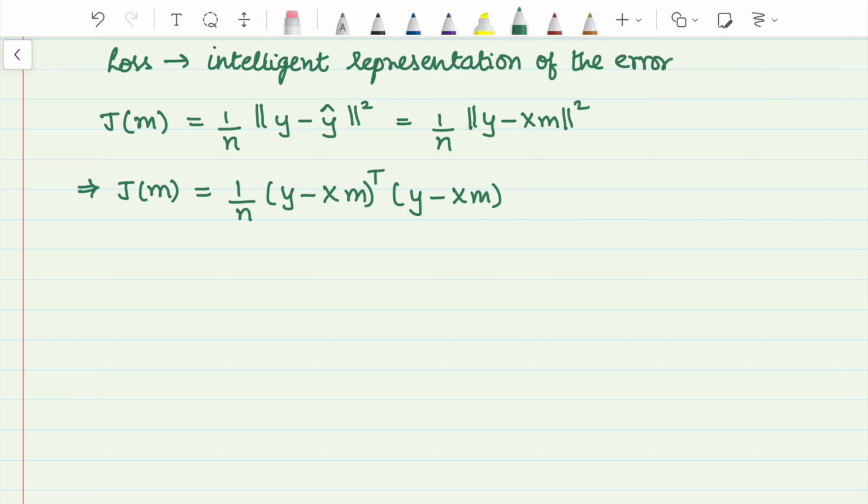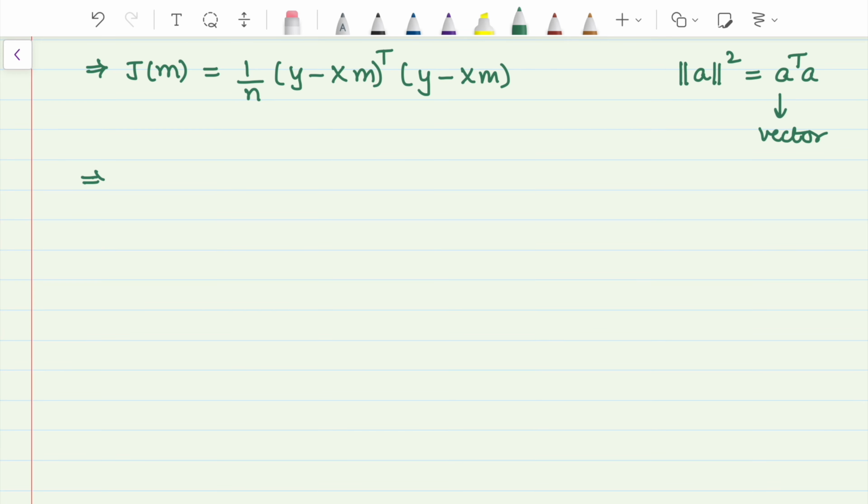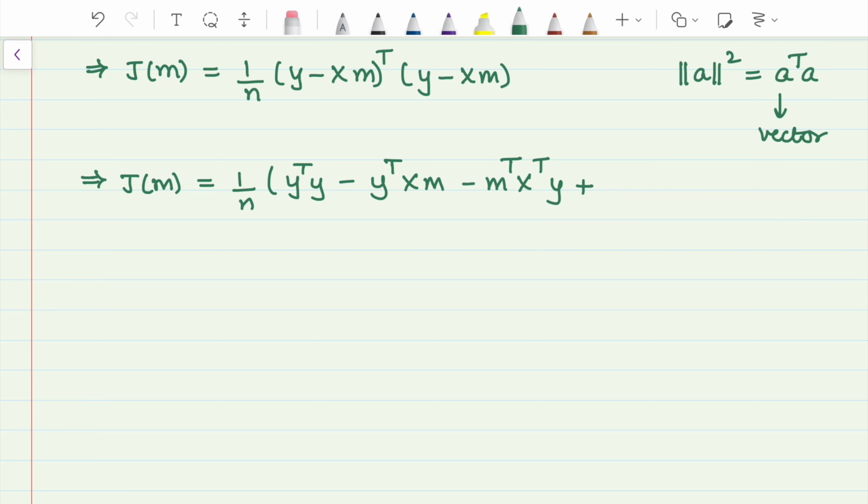Here we are using the basic matrix property where the square of the norm of any vector is the vector's transpose times the vector. So we now have J(m) equals 1/n times y transpose y minus y transpose Xm minus m transpose X transpose y plus m transpose X transpose Xm.